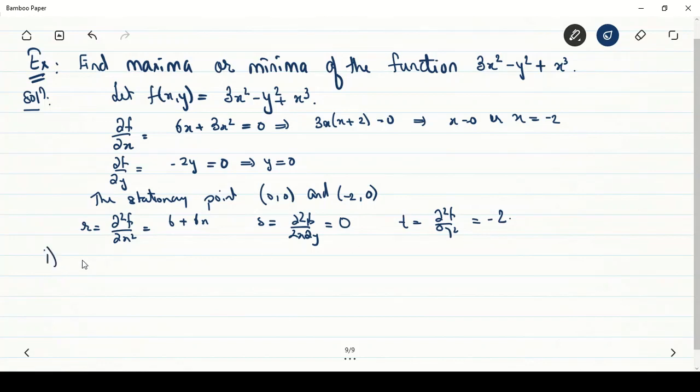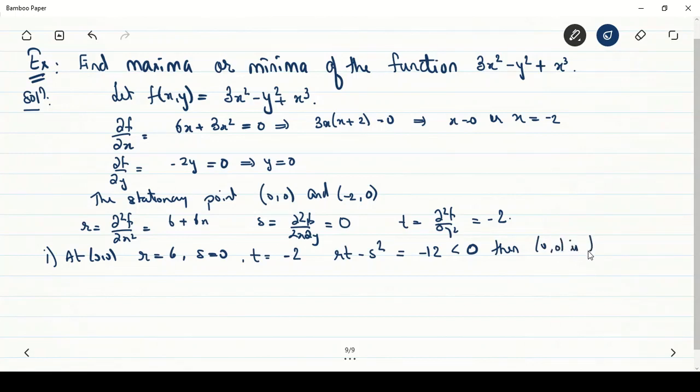Now at point 0, 0, value of r is equal to 6, value of s is equal to 0, and value of t is equal to minus 2. So rt minus s square is equal to minus 12, which is less than 0. So if rt minus s square is less than 0, then 0, 0 is the saddle point. Means at 0, 0 the function neither attains maxima nor attains minima.